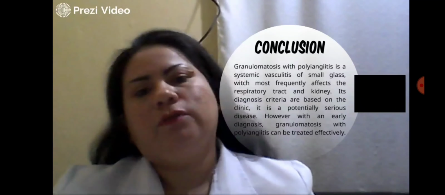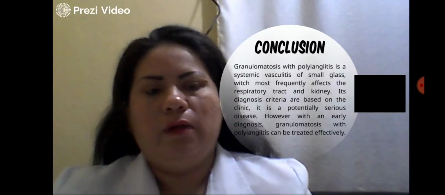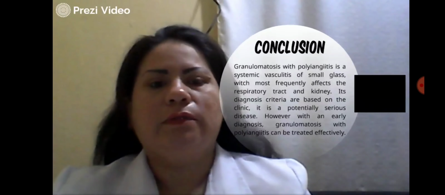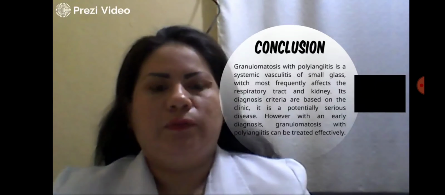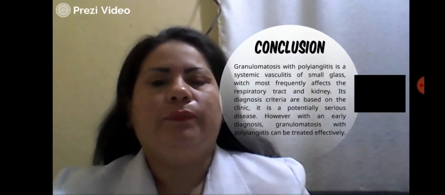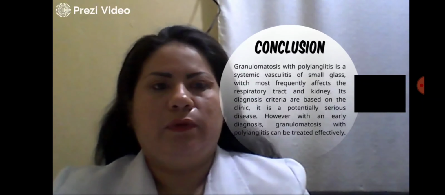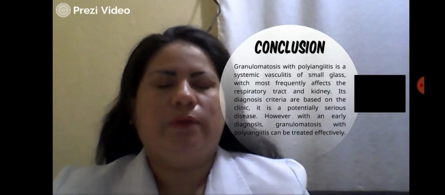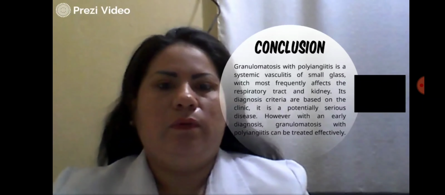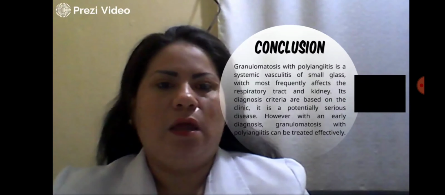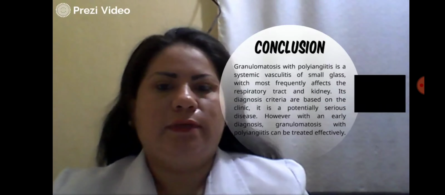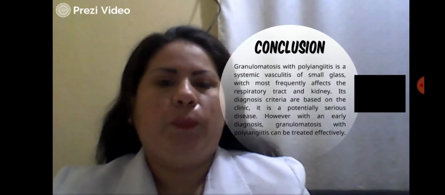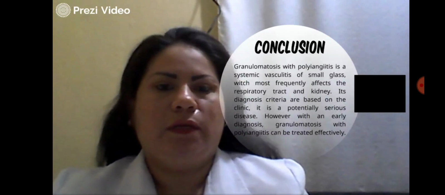Conclusion: granulomatosis with polyangiitis is a systemic vasculitis of the small vessels, which most frequently affects the respiratory tract and kidney. Its diagnostic criteria are based on the clinic. It is a potentially serious disease. However, with an early diagnosis, granulomatosis with polyangiitis can be treated effectively.